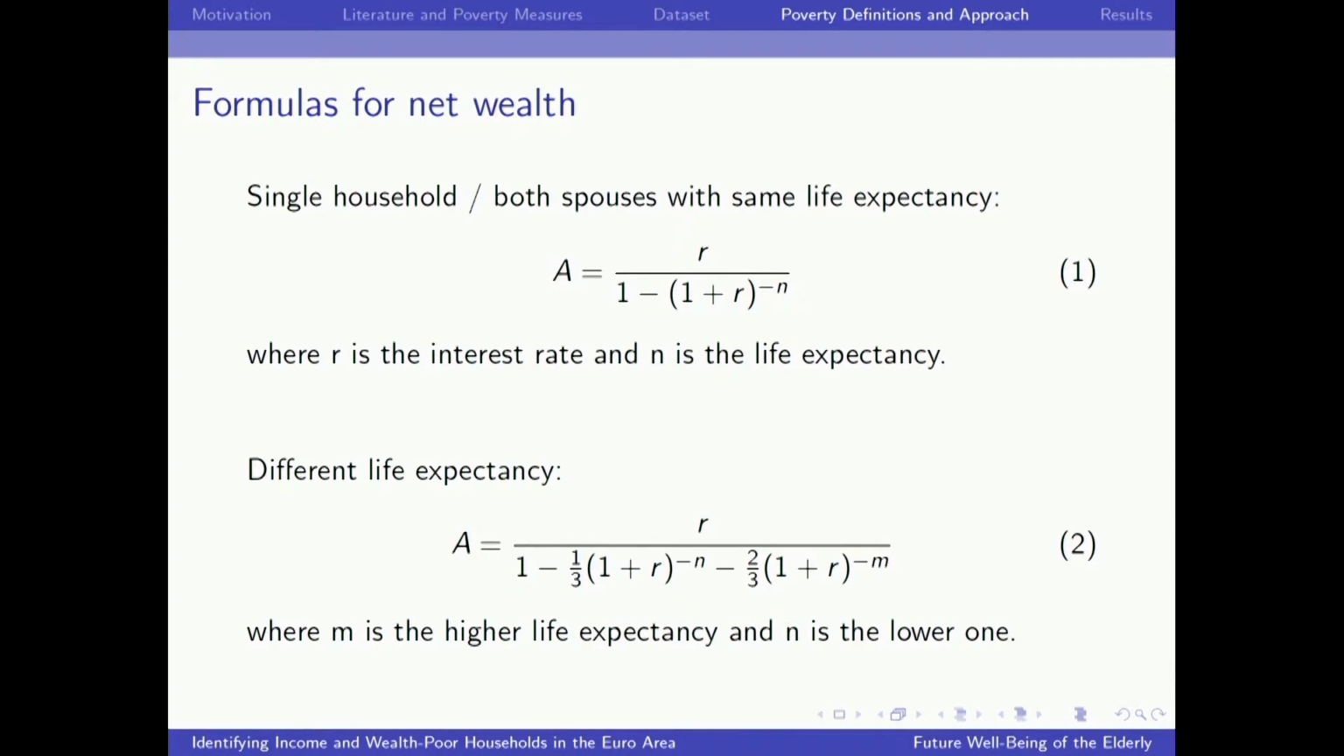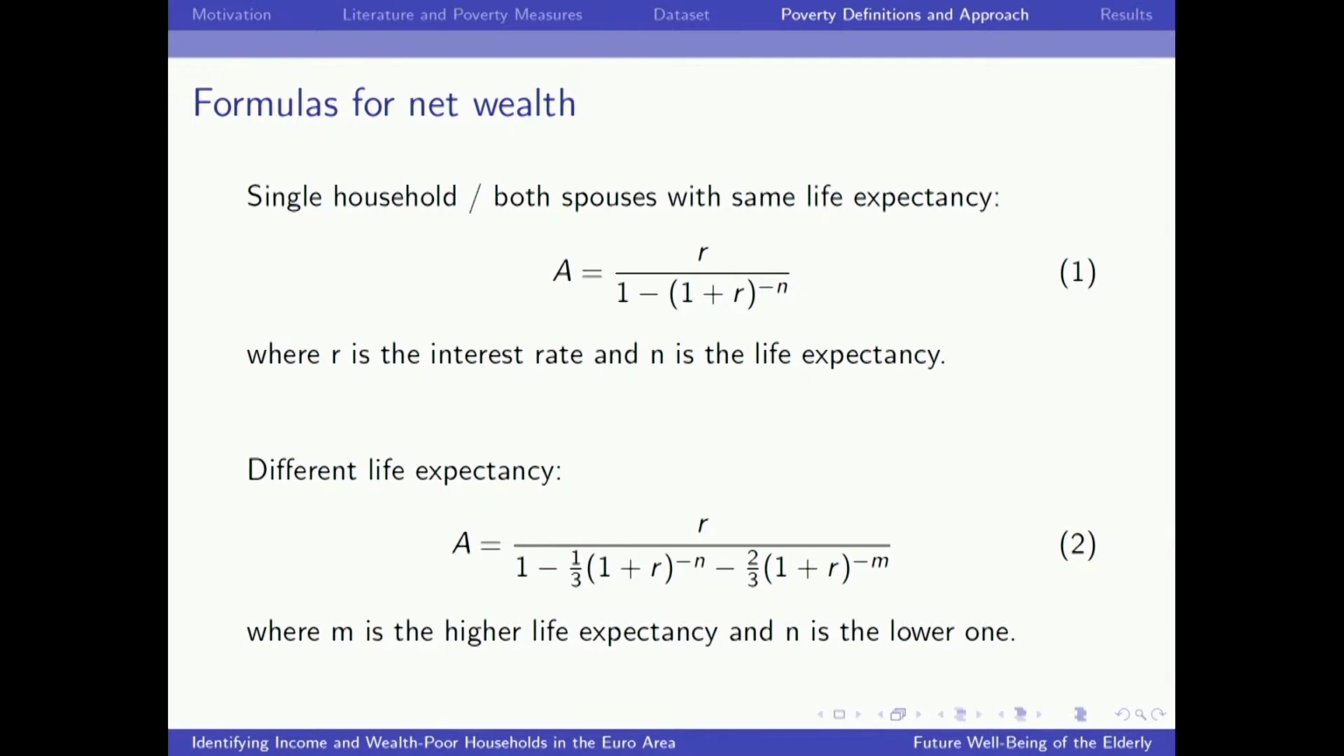That's what I want to show you on the next slide. These are the formulas, not the formulas for net wealth, but the formulas for the annuity factor we use. And there are two different possibilities now. The first possibility is that we have a single household, so a household with just one household head, or when both spouses have the same life expectancy, of course, that doesn't happen very often, then this annuity factor is calculated as follows: r over 1 minus (1 plus r) to the power of minus n. And here r is the interest rate and n is the remaining life expectancy.